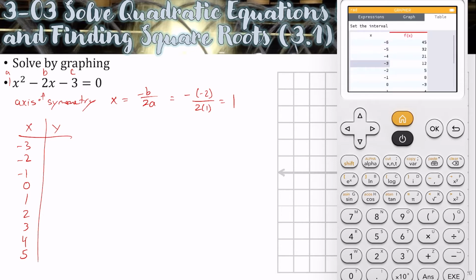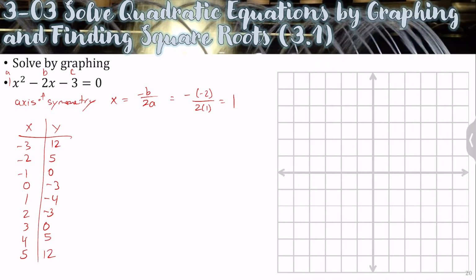All right. So when x is negative 3, y is 12. When x is negative 2, y is 5. Negative 1 is 0. 0 is negative 3. Then negative 4. Then negative 3. 0. We're at the symmetry. I'm going to match what's above. So I'm not doing the top and the bottom one. They're outside of my graph. So I'm going to go negative 2, 5. Negative 1, 0. 0, negative 3. 1, negative 4. Then we hit the symmetry.